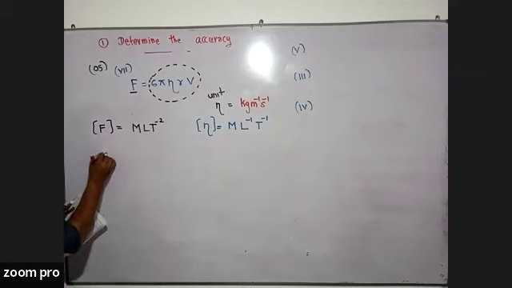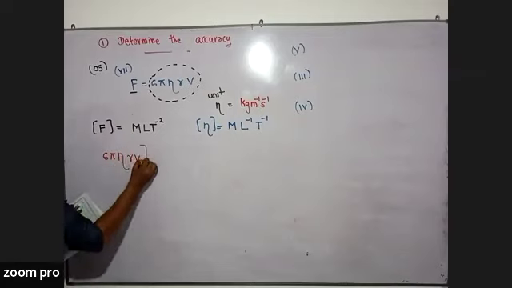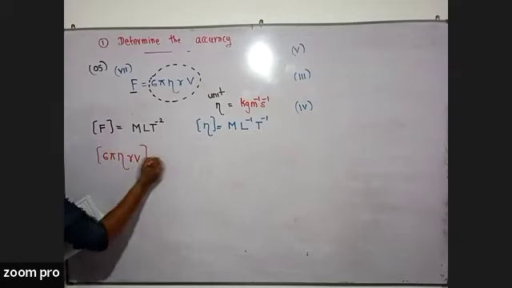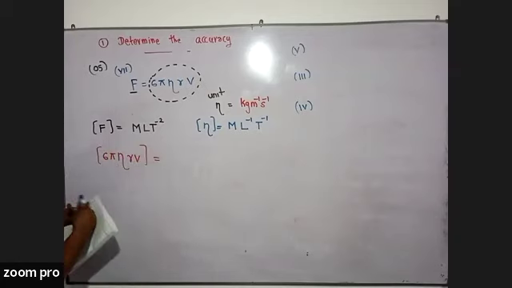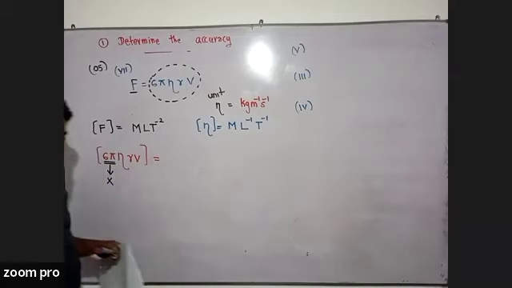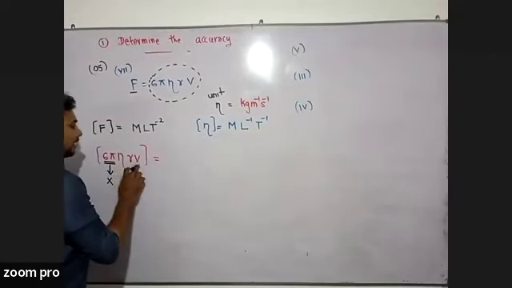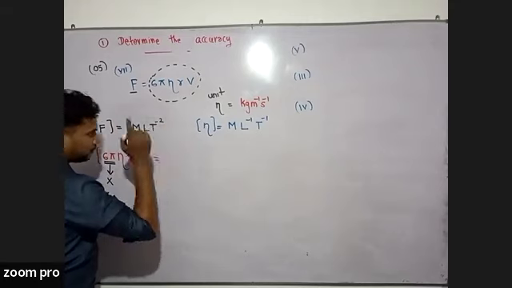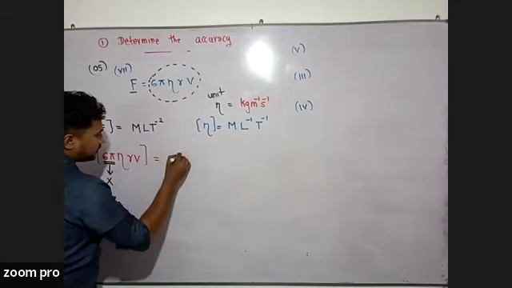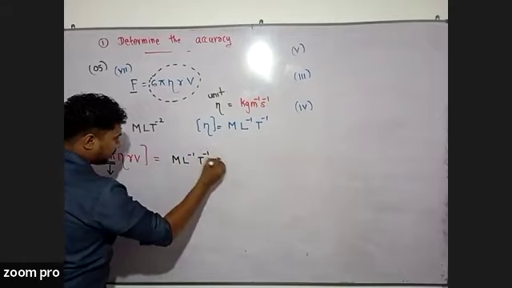Then let's find out the dimensions of 6πηrv. This is pronounced as eta r v. As I mentioned earlier, this 6π doesn't have a dimension because it is a numerical value. Then we have to consider only eta, r and v. Eta represents the coefficient of viscosity. This is the dimensions of coefficient of viscosity, right?